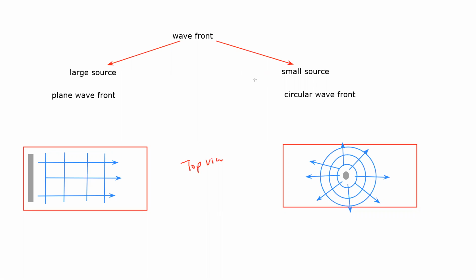Take a screenshot for this. Sir, I have a question. Yes. Sir, why do large sources produce waves in one direction while small sources produce circular waves in all directions?